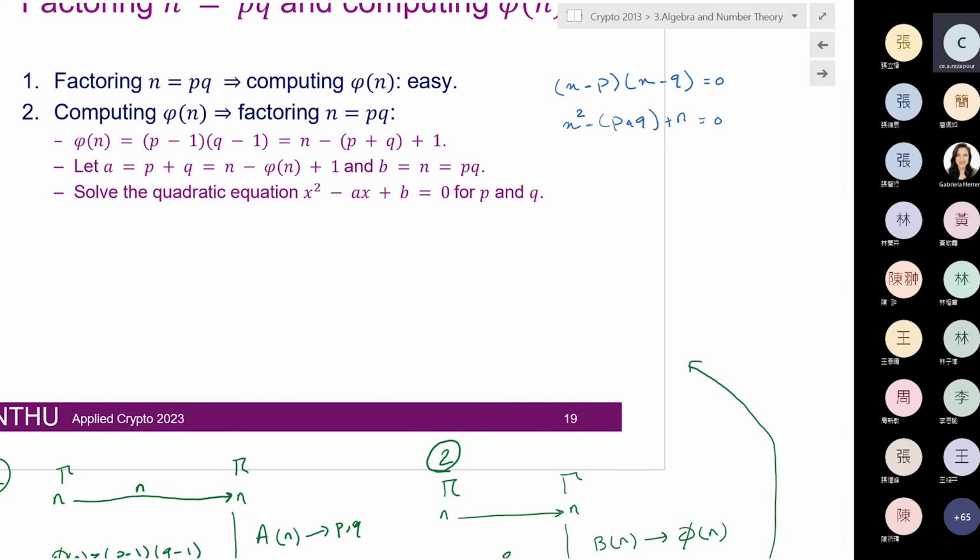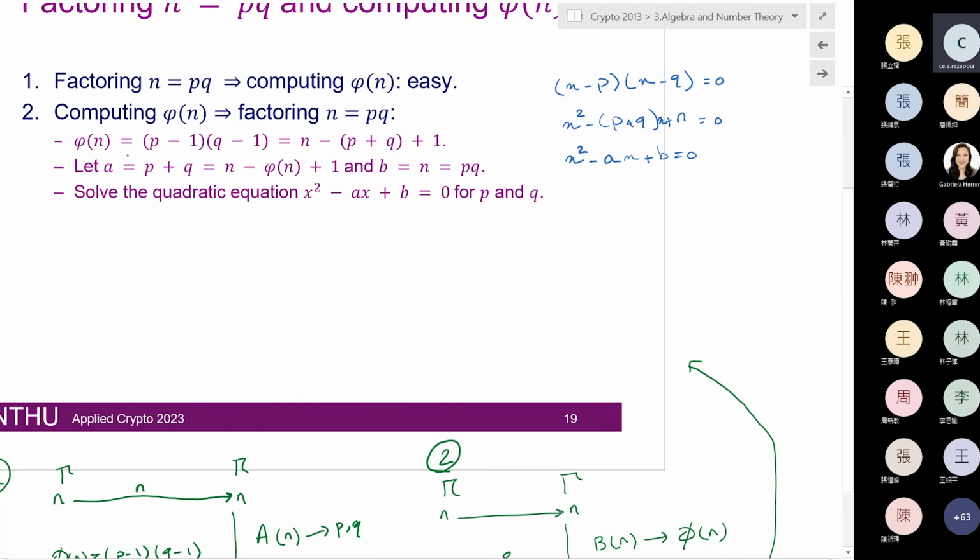Then what I'm going to do is just rename some of this. I'm going to say x to the power 2 minus, and I'm going to rename p plus q to be a. Sorry, there is an x here: a x plus n, I'm going to name it b, equals 0, just to be a generic equation, right?